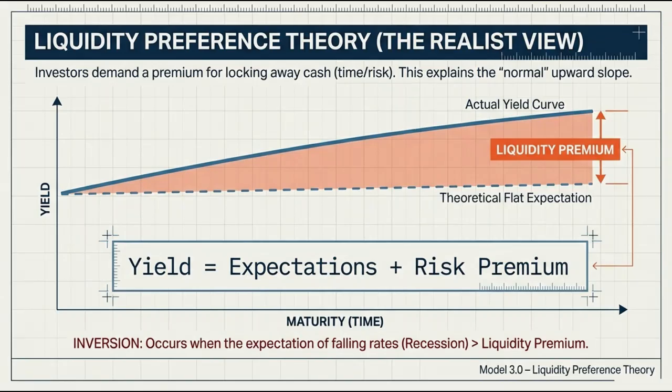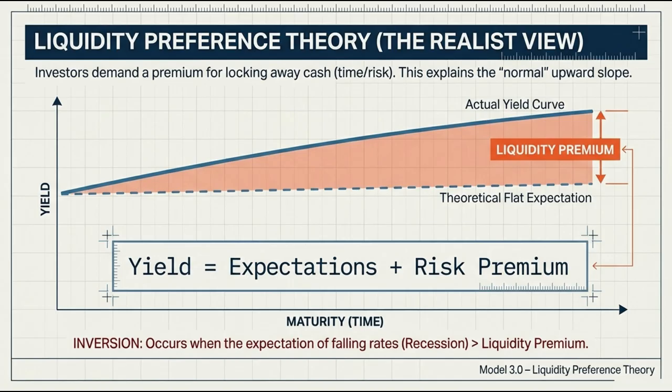Which brings us to the most powerful and, I think, realistic explanation, the liquidity preference theory. This one incorporates the expectations model but adds a crucial element, compensation for taking on risk. The liquidity preference theory is really the workhorse of yield curve analysis. It acknowledges that investors, generally speaking, prefer to hold assets that are highly liquid and quickly convertible to cash. Meaning they prefer shorter-term maturities. Exactly. Holding a 30-year bond exposes them to way more interest rate volatility and the risk that they might have to sell it at an unfavorable price before it matures.